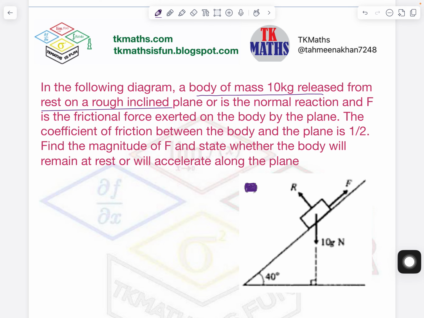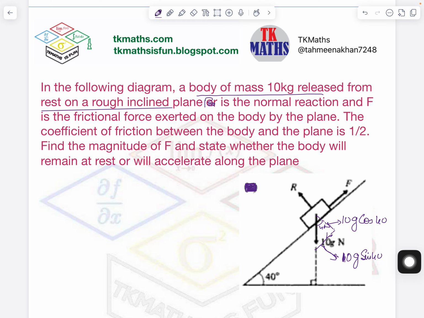And R is the normal reaction and F is the frictional force. Now the weight of the body, if you resolve it along the plane, is acting downward, and the angle will be 40. So this weight which is acting downward along the plane is 10g sin 40, and the force which is perpendicular to it is 10g cos 40. There is no motion perpendicular to the plane.